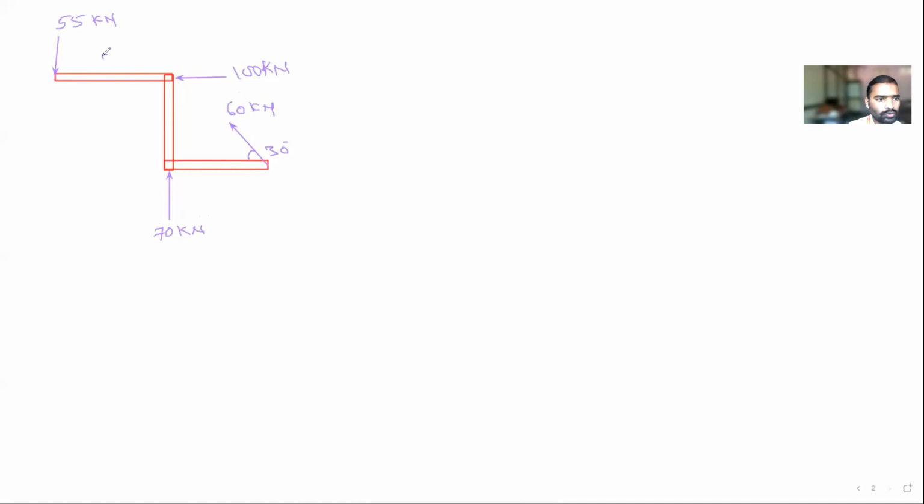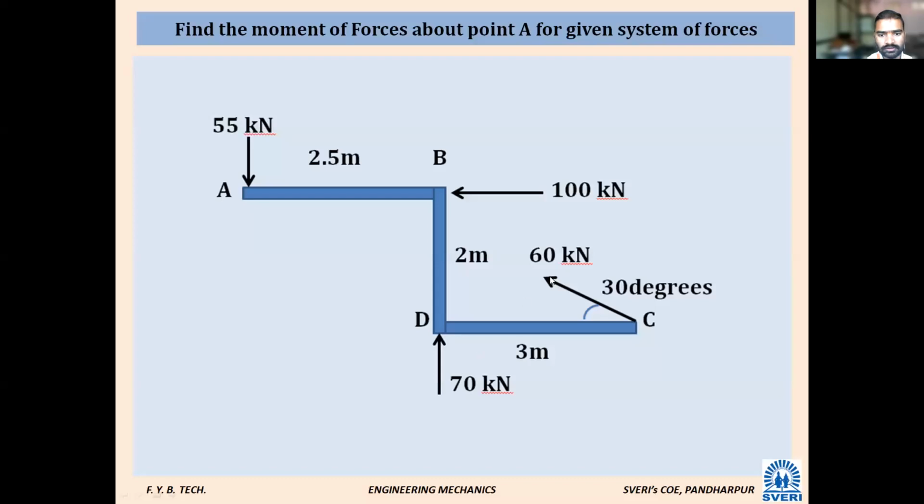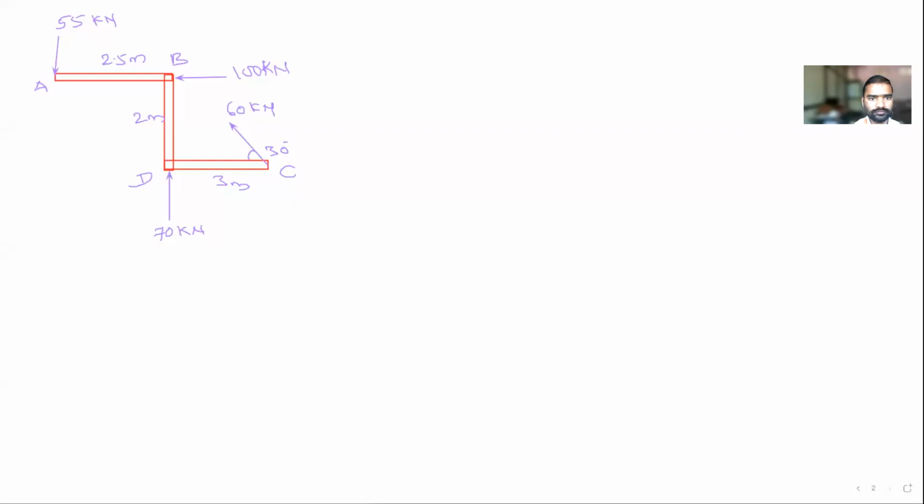Here the distance is 2.5 meter. This distance is 2 meter. And this distance is 3 meter. So this is point A. This is point B. This is point C. This is point D. Just a second. I'll cross verify with the PPT. A, B, C, D, 70, 100, 60, 55. Is it correct now? Yes, sir.